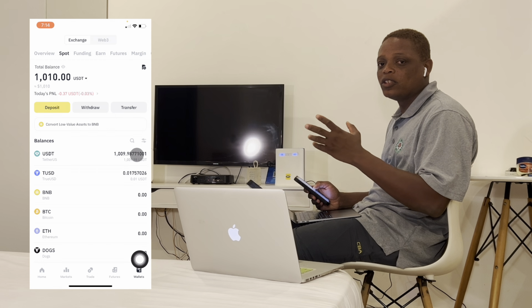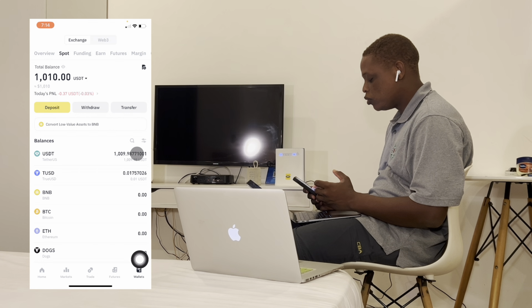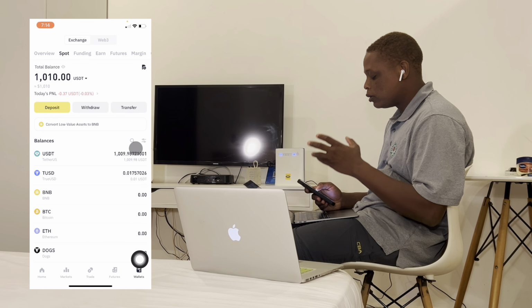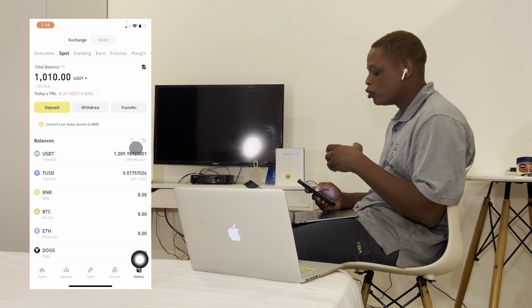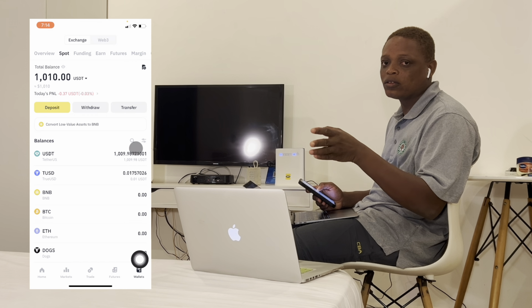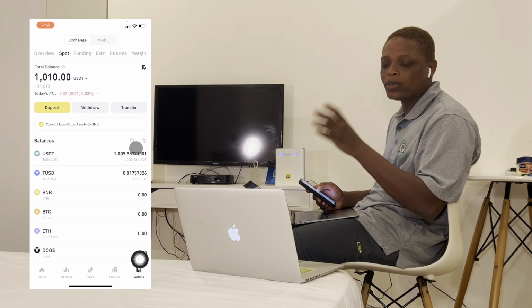Someone was asking me this morning the difference between leverage and margin. So in this video, I'm going to differentiate it for you, and I'll also show you the advantages and disadvantages of leverage. For margin, you have to be using margin.